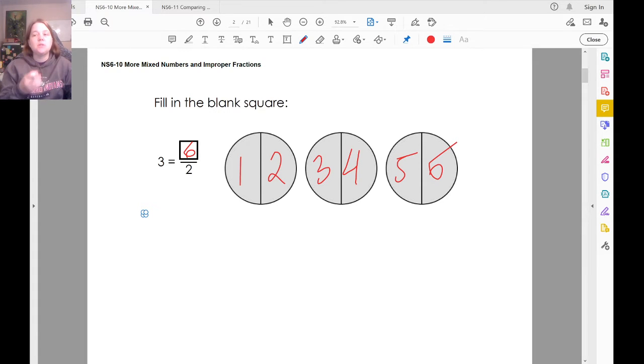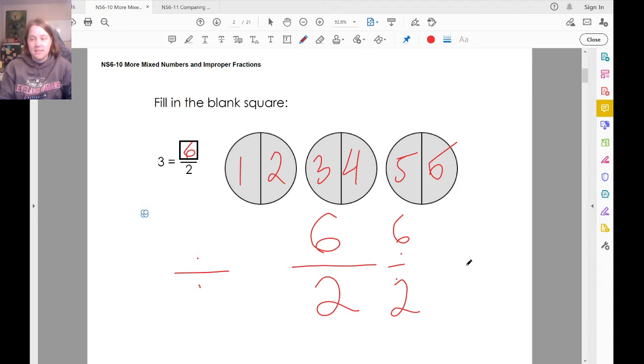It is also important to note that the fraction bar is the same thing as a division line. So if I write a fraction bar or a division line, the bottom number, the denominator, is like the bottom dot. The top dot would be the same as the numerator. So if we take 6 divided by 2, 6 divided by 2 is 3, which is the same thing as what we see in the picture.